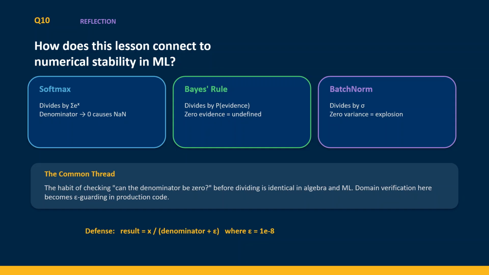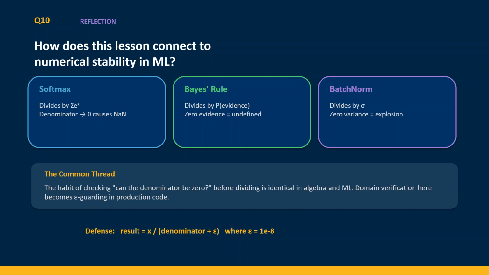In each case, the denominator can approach zero, either exactly in degenerate inputs or effectively in finite precision floating point arithmetic, producing undefined or infinite results. The defense in machine learning is structurally identical to the domain check in rational equations. Before dividing, verify that the denominator cannot be zero or near zero.